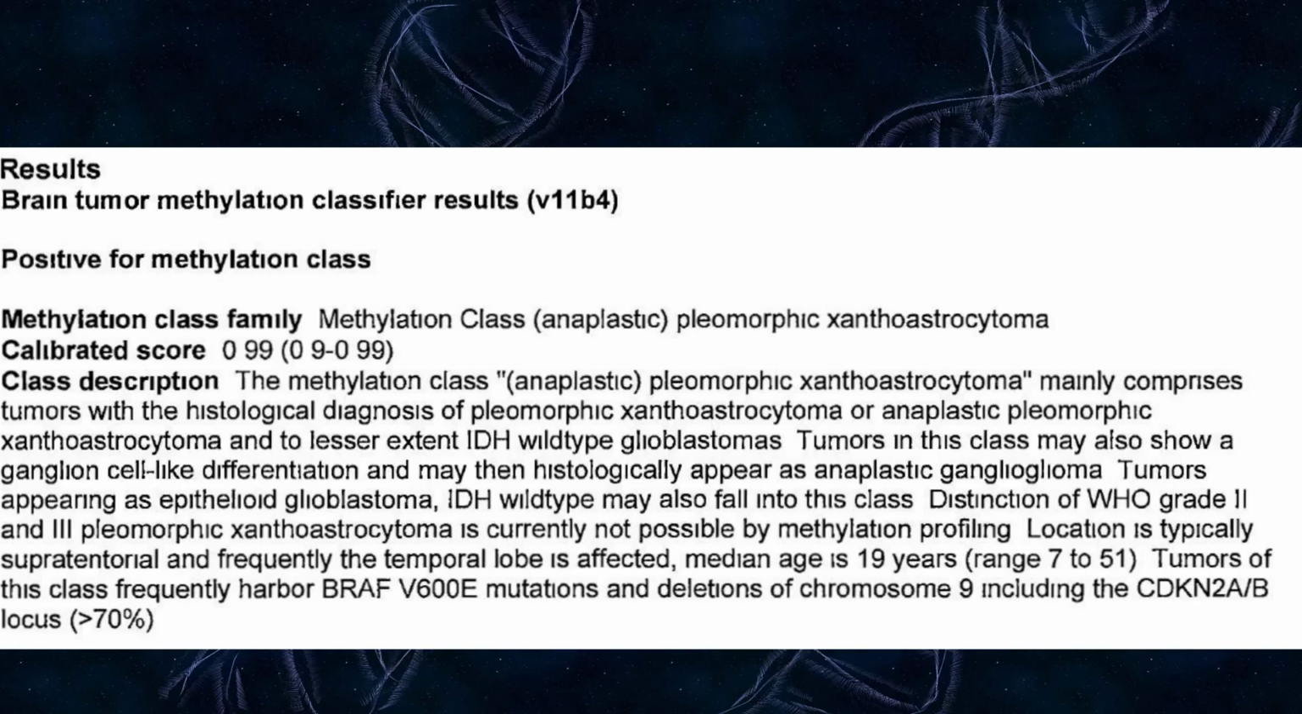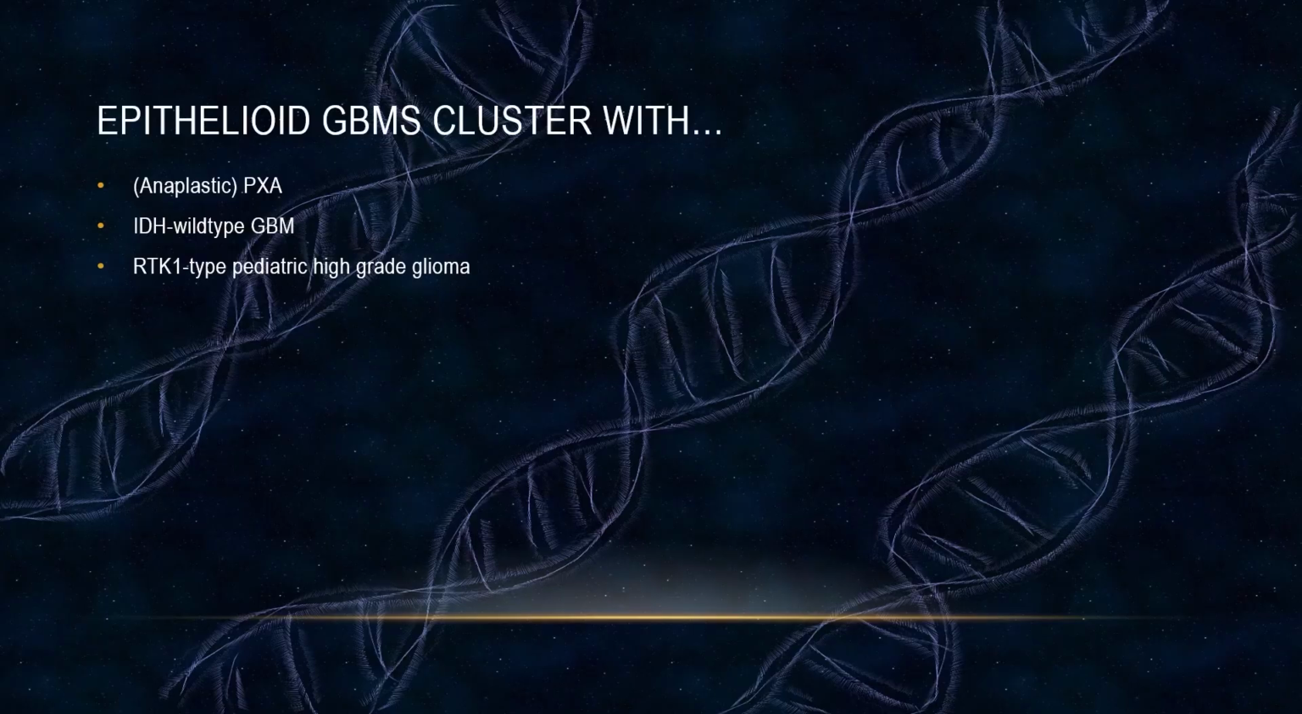Here's another example. This was a case of epithelioid GBM that got classified as anaplastic PXA. So that's one of the things I mentioned earlier, that it can show you that something that has a certain subtype is actually really part of something else. For instance, there's a paper showing epithelioid GBMs cluster with PXA, specifically anaplastic PXA, IDH wild-type GBM, which would just be the normal one, and then a pediatric high-grade glioma.